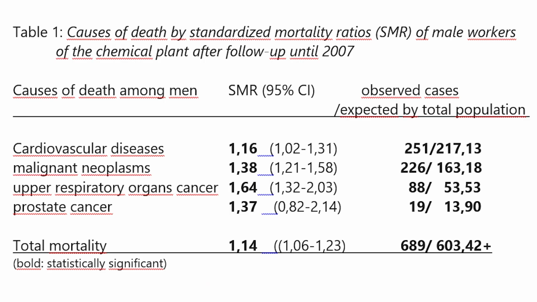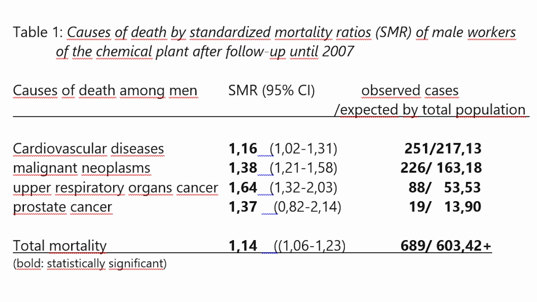For males, the overall mortality was significantly increased, and also for malignant tumors of the airways, not however for malignant prostatic or pancreatic glands due to the small observed numbers. Suicides were significantly increased too. The table shows the causes of death by standardized mortality ratios, which are related to the expected rates of male mortality ratios in the population of Hamburg.